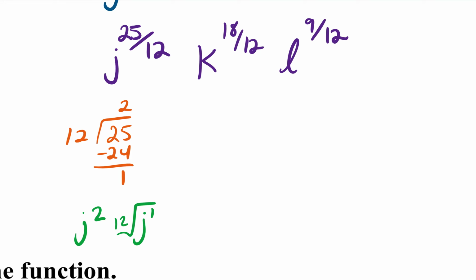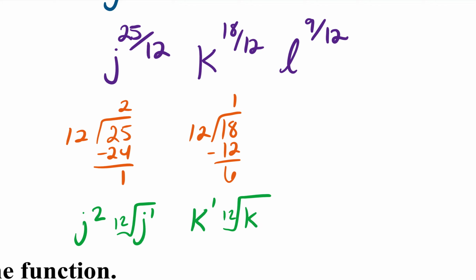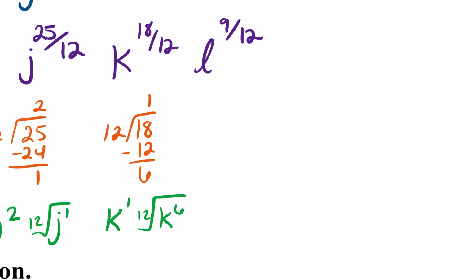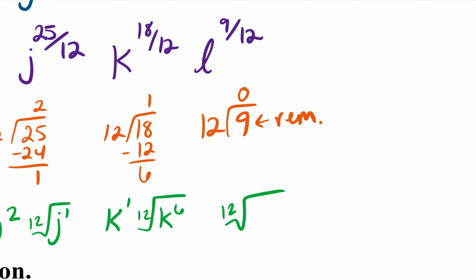Okay. K, I do 18 divided by 12. 12 goes into 18 one time, that's 12, and that gives me 6 left over. So I have 1k that comes out and 6k's that stay in, because that's my remainder. Alright, last thing, I do 9 divided by 12. Just goes into it no times at all. So my remainder is just 9, right? Because I can't reduce that, I don't have any L's come out, and all of them stay in.